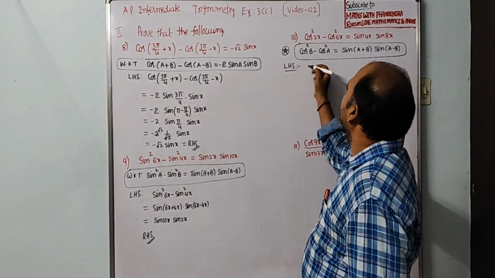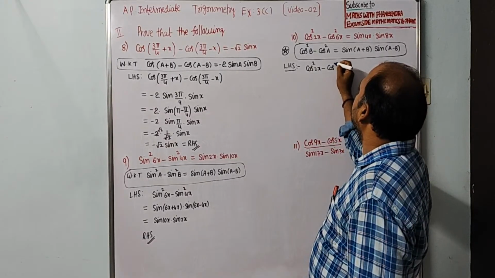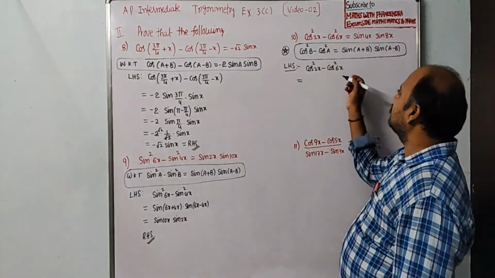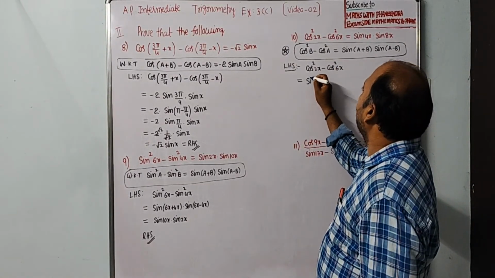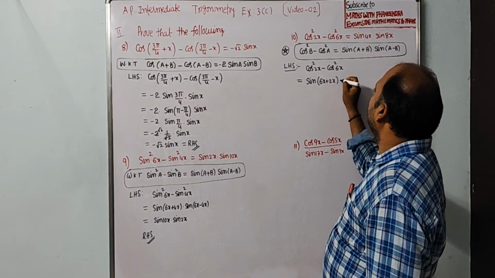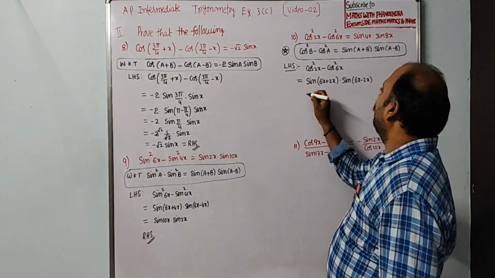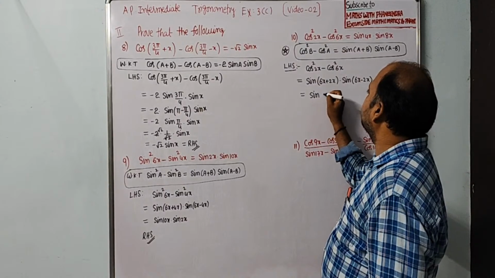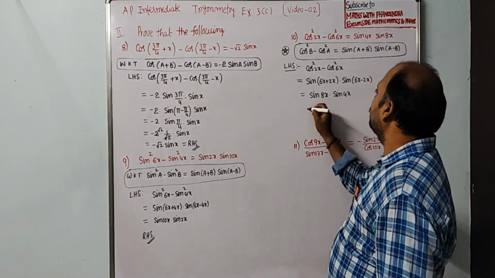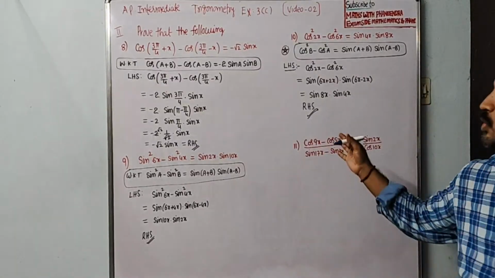LHS cos square 2x minus cos square 6x, which is equal to cos square B minus cos square A. So sine of A plus B, 6x plus 2x into sine of 6x minus 2x, which is equal to sine of 8x into sine of 4x. That's what they are asking to prove. Absolutely.